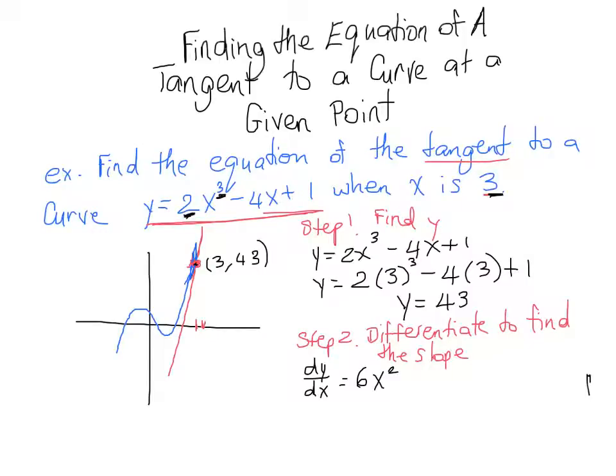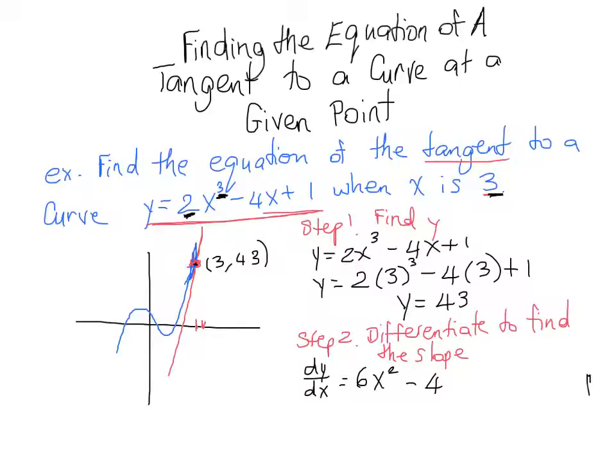And to figure out the new exponent, we subtracted 1 from the old exponent, so 3 minus 1 gave us 2. And we do that again, and we get minus 4. And the 1, because it's just a constant number, goes away. So our derivative is 6x squared minus 4.